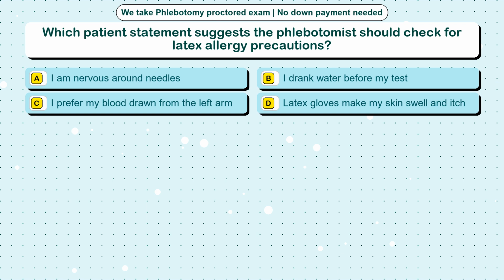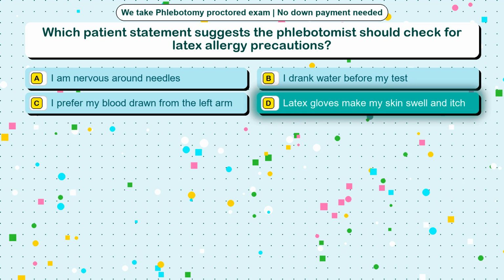Question 6. Which patient statement suggests the phlebotomist should check for latex allergy precautions? Option A, I am nervous around needles. Option B, I drank water before my test. Option C, I prefer my blood drawn from the left arm. Option D, latex gloves make my skin swell and itch.